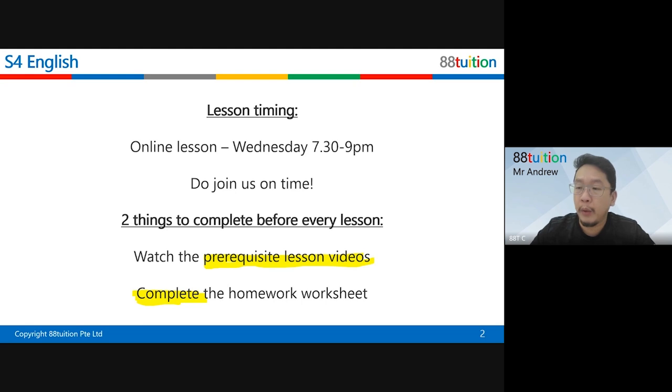Completing the homework worksheet is not meant to be an annoyance. If you have time, go through the worksheet and do it, because even after the lesson, I'll be looking at your worksheets. If you submit, I can add on more comments after the lesson, and that also will help to add on to your understanding of the topic. Okay?